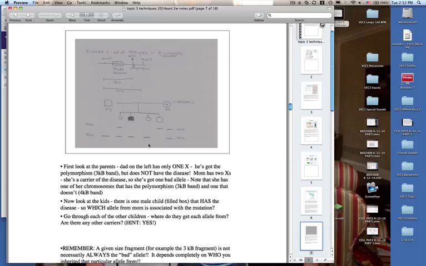Okay. Good. That's all there is to it, right? We're just tracking, again, where did we get what chromosome from?